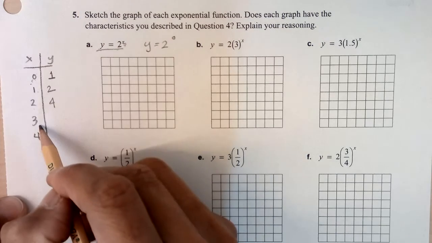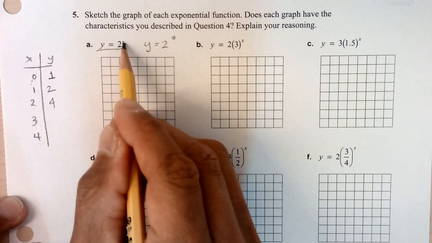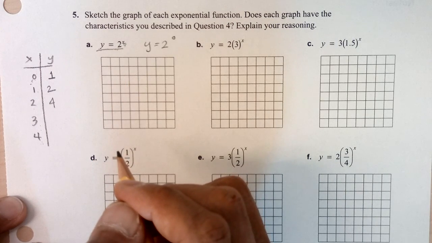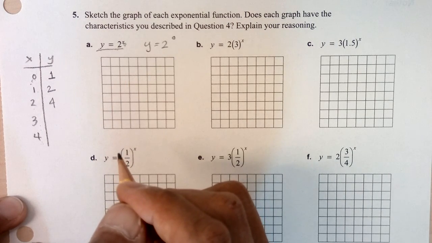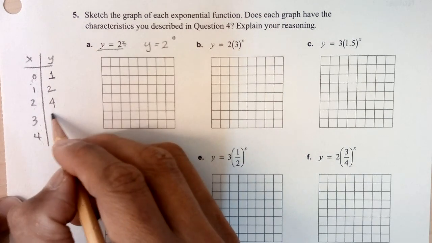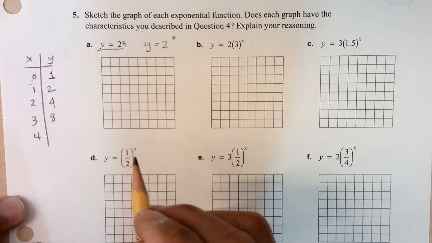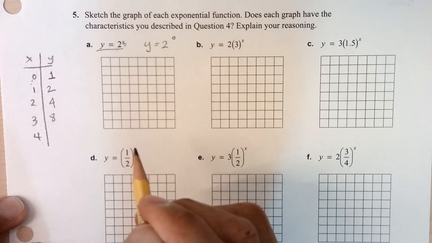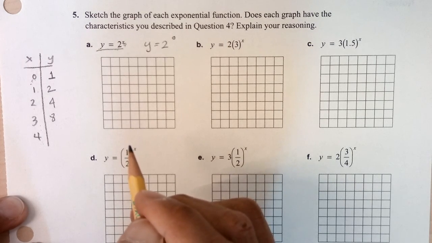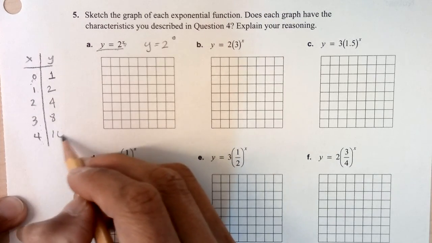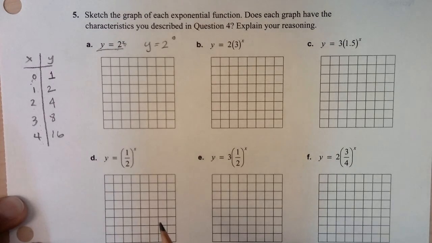Okay. The next number would be 3. y equals 2 to the third power. You could either use your calculator or just do this in your head. 2 to the third power means 2 times 2 times 2. 2 times 2 is 4. Times 2 once more is 8. And then lastly, 2 to the fourth power, 2 multiplied by itself 4 times, would be 16. So there's all the points that I could put on my graph.